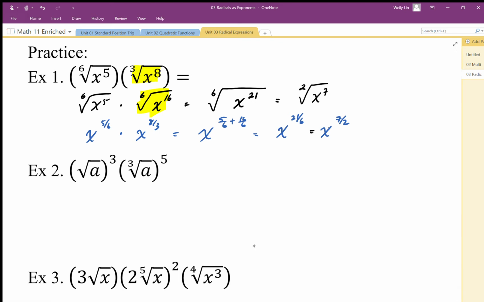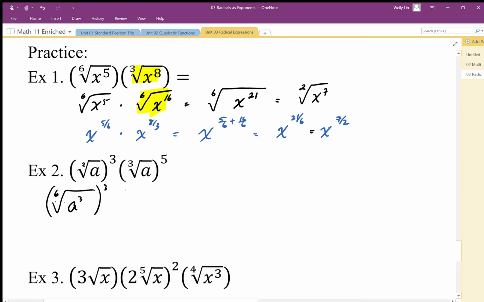So here we have indexes that don't match. So again, one strategy is to get the common index. The lowest common index between these two is going to be 6. So I can do this. I can do the root 6. So I've increased it from squared to 6. I need to do the same to that power. And I have a power 3.